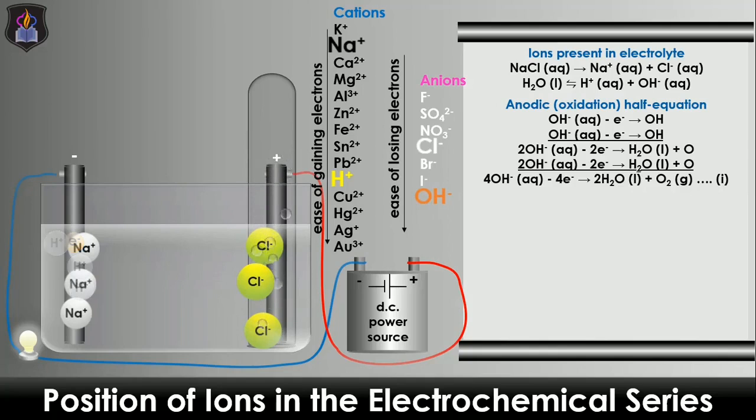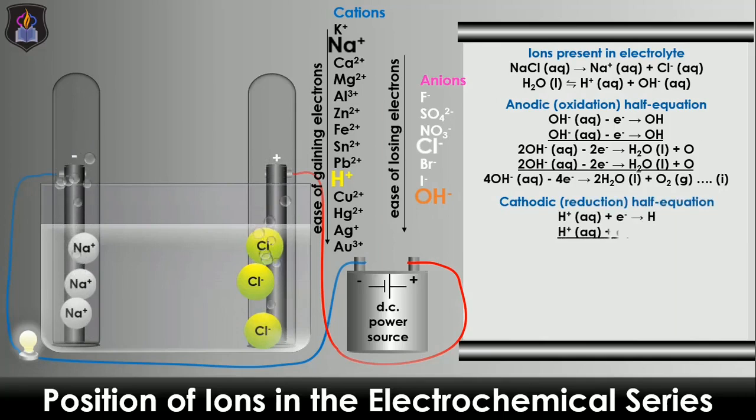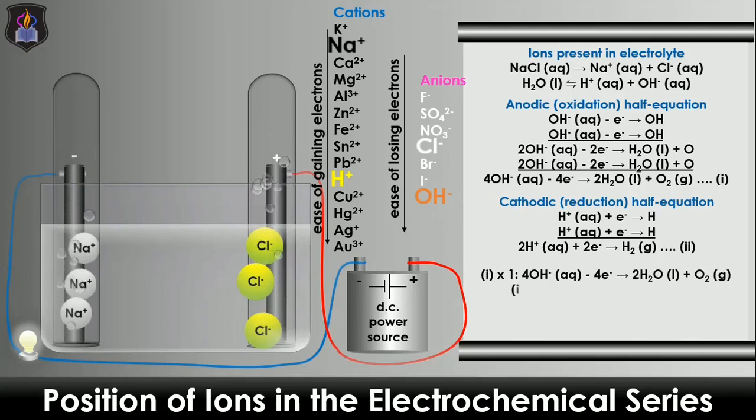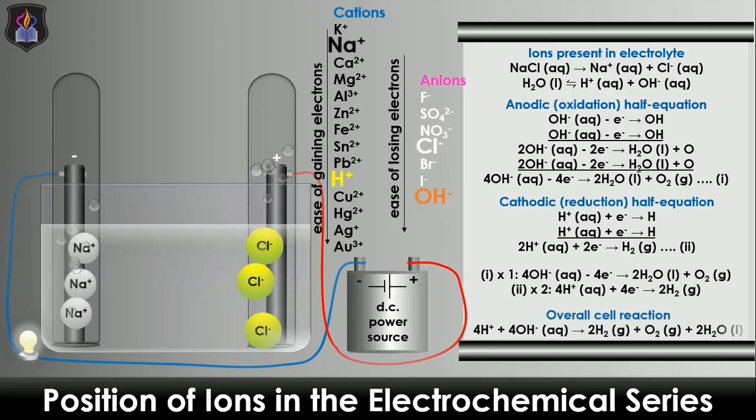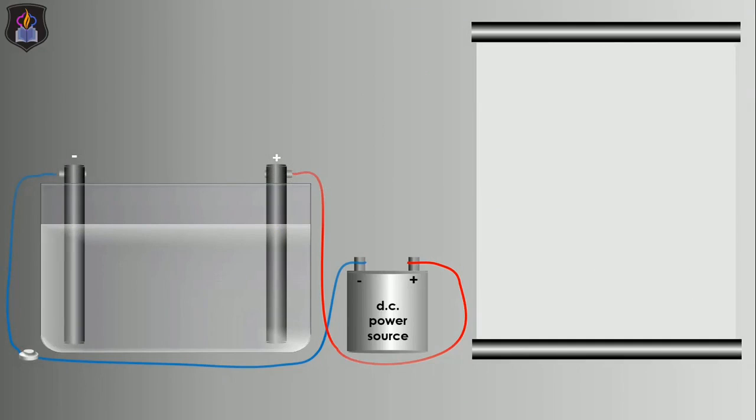The hydrogen ions undergo reduction by gaining one electron each to form hydrogen atoms. Being a diatomic molecule, two hydrogen atoms combine to form a molecule of hydrogen gas liberated at the cathode. According to the cathodic half equation, to balance the number of moles of electrons transferred, multiply the anodic half equation by 1 and the cathodic half equation by 2. Add the two equations to get the overall cell reaction.